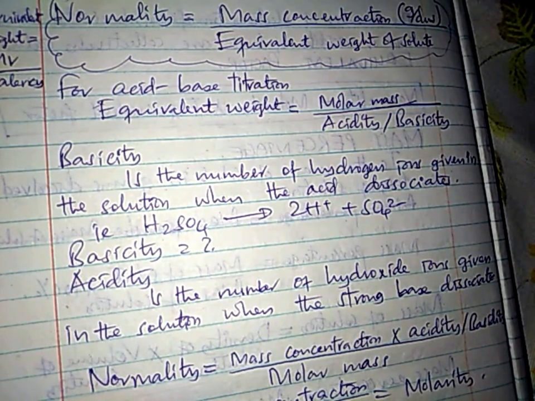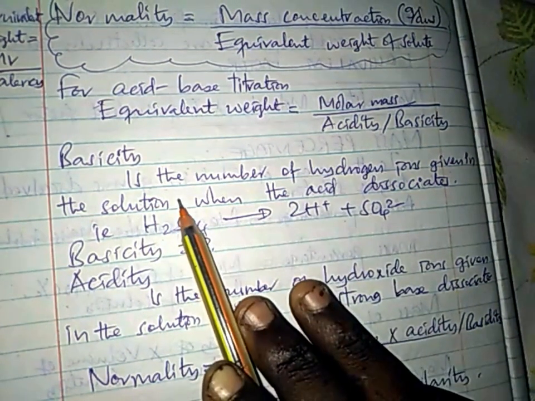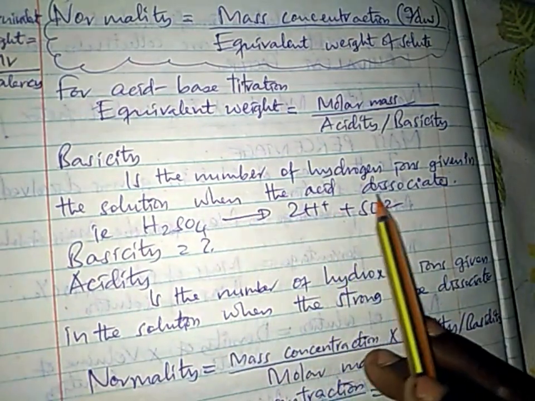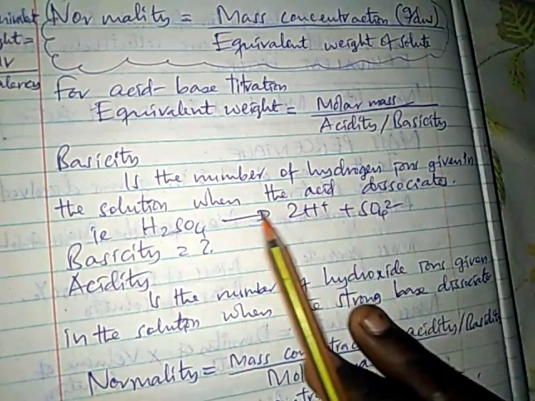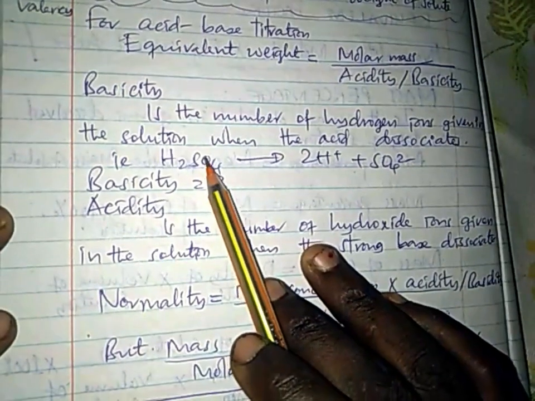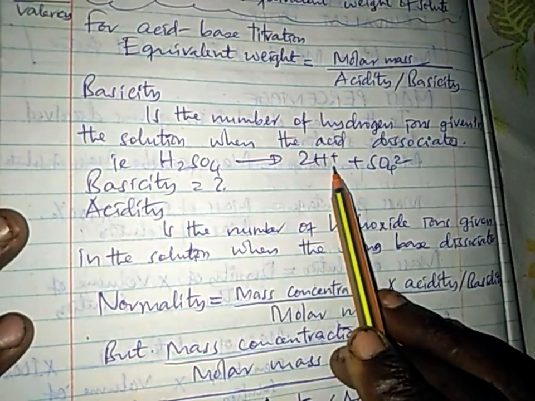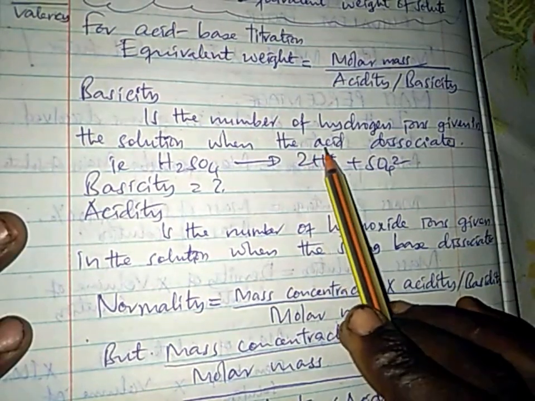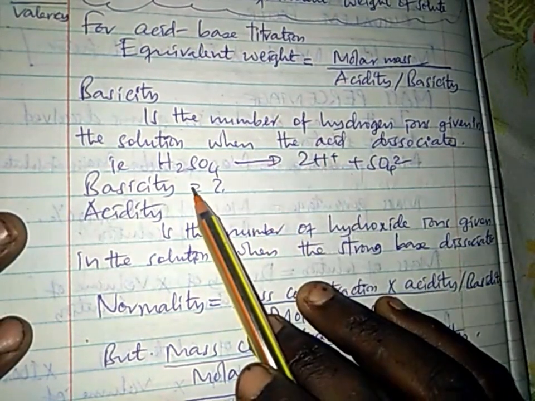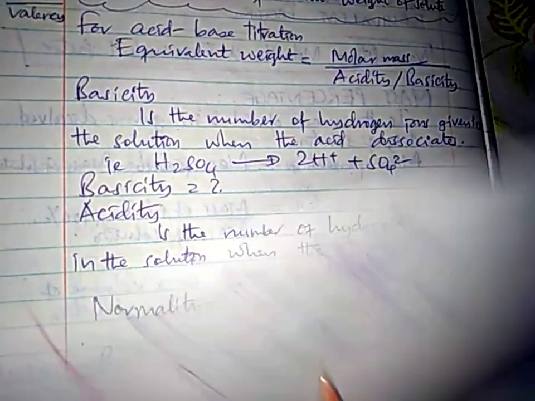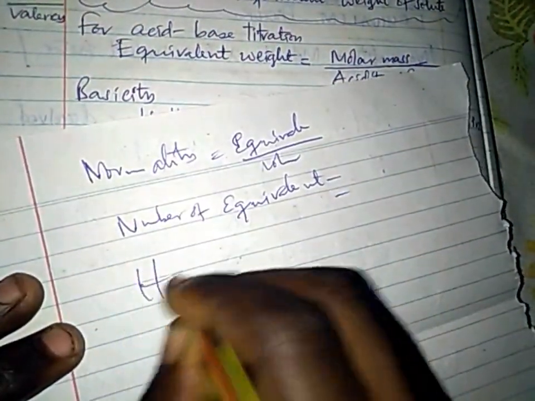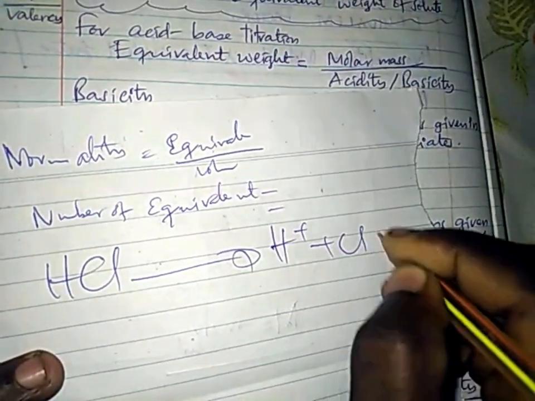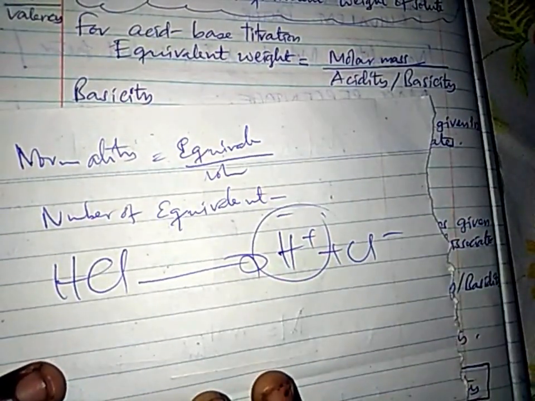So, for example, in acid-base titration, basicity is the number of hydrogen ions given in solution when an acid dissociates. For example, tukiwa na sulfuric acid ikidissociate inatengeneza 2 hydrogen ions. So this is the basicity of sulfuric acid. Lakini tukiwa na hydrochloric, for example, tukiwa na HCl ikidissociate inaenda kutengeneza nini? 1 hydrogen plus chlorine. So the basicity is 1.